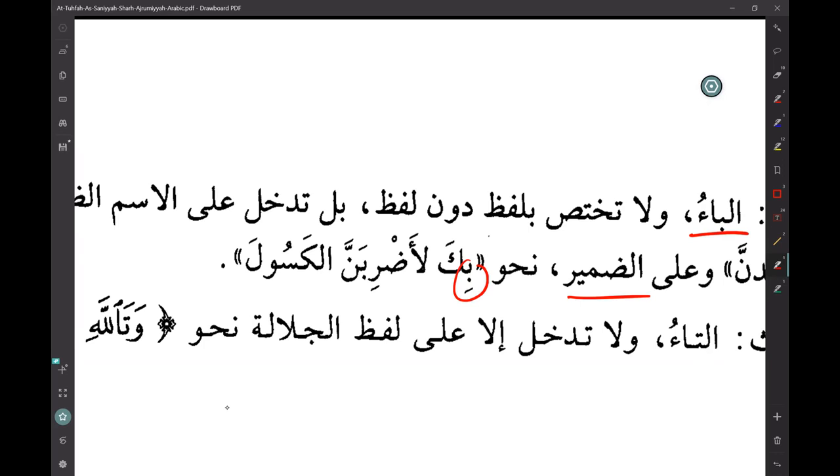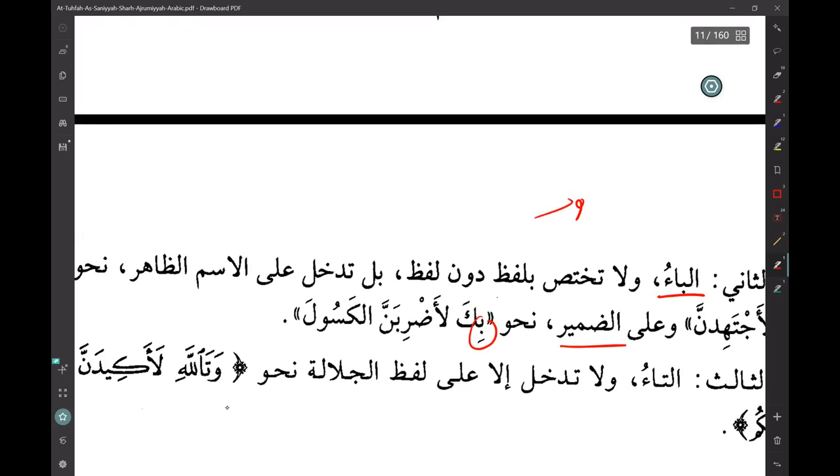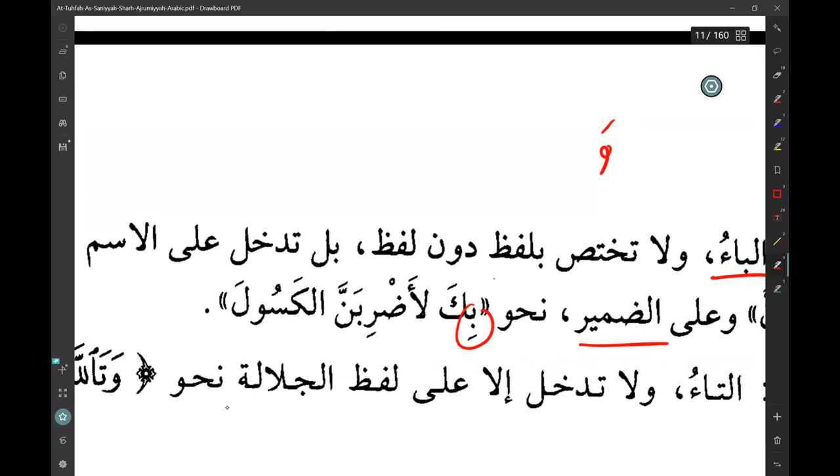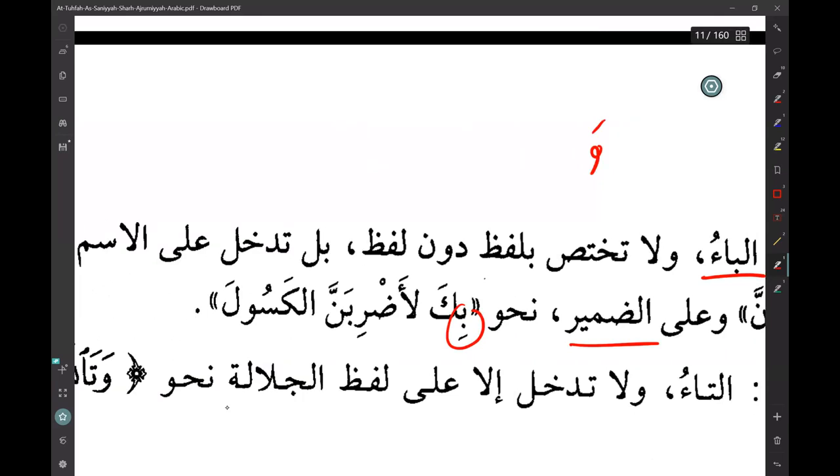You understand? But you cannot do that with wow. You cannot say waka. It's not going to work. Wa only comes on an actual noun, and ba can come on an actual noun, just like he gave an example, billahi. It can also come on a pronoun. So this is a main difference between the two.